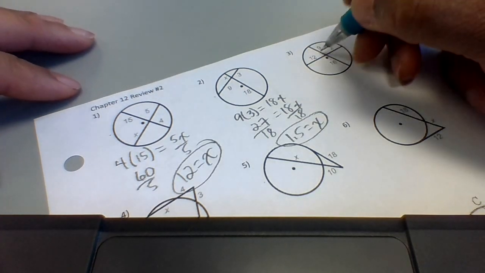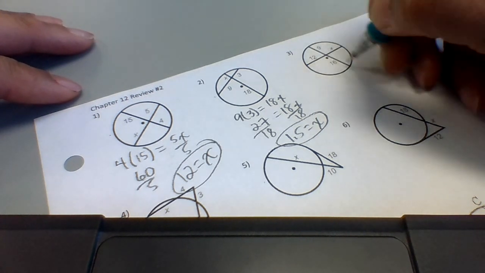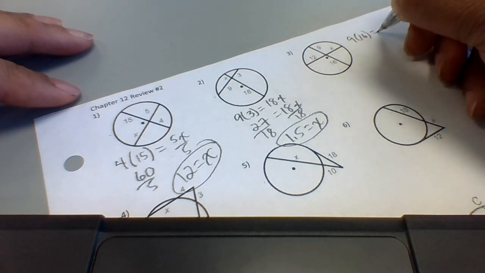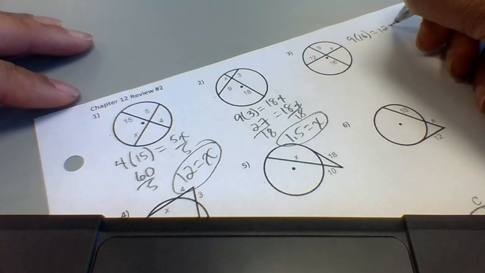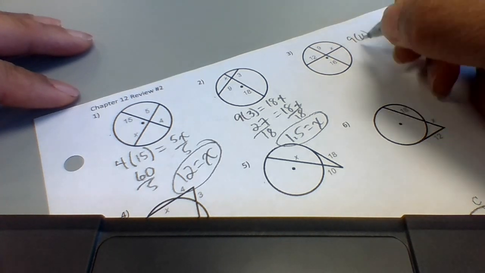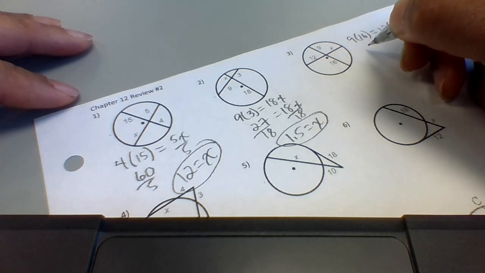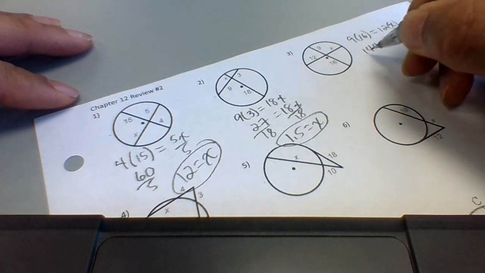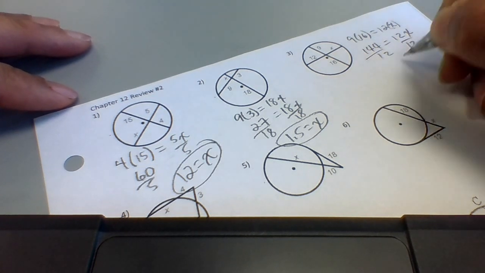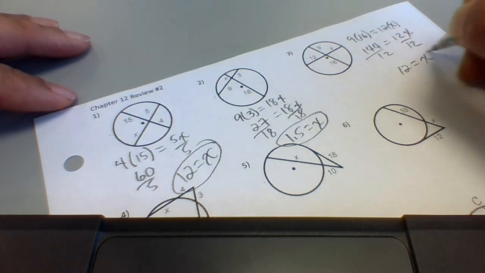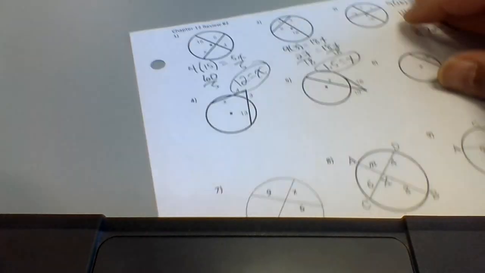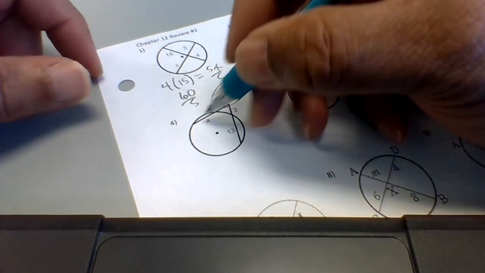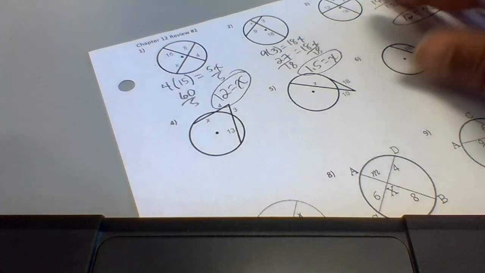Next one, again, crosses inside the circle, so you follow the lines. 9 times 16 equals 12 times x. 9 times 16 is going to give you 144. It's going to equal 12x. Divide both sides by 12. So 12 equals x.